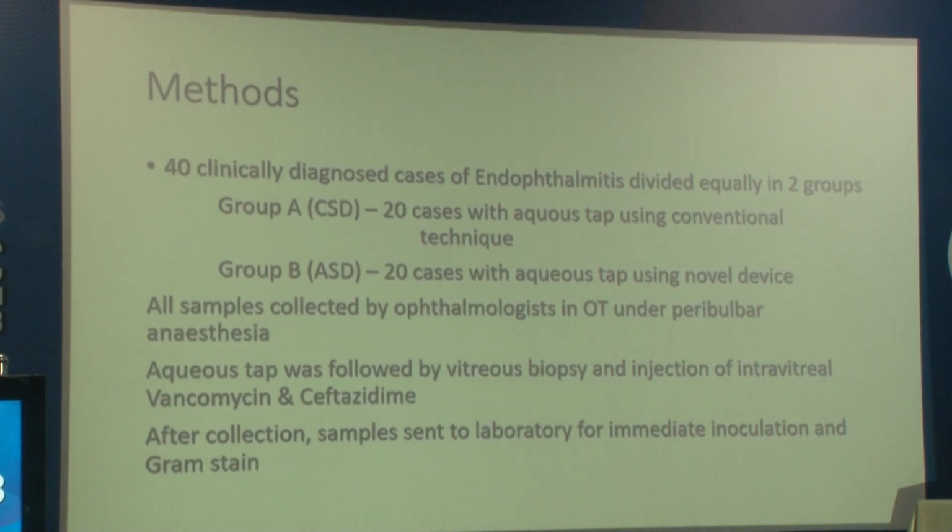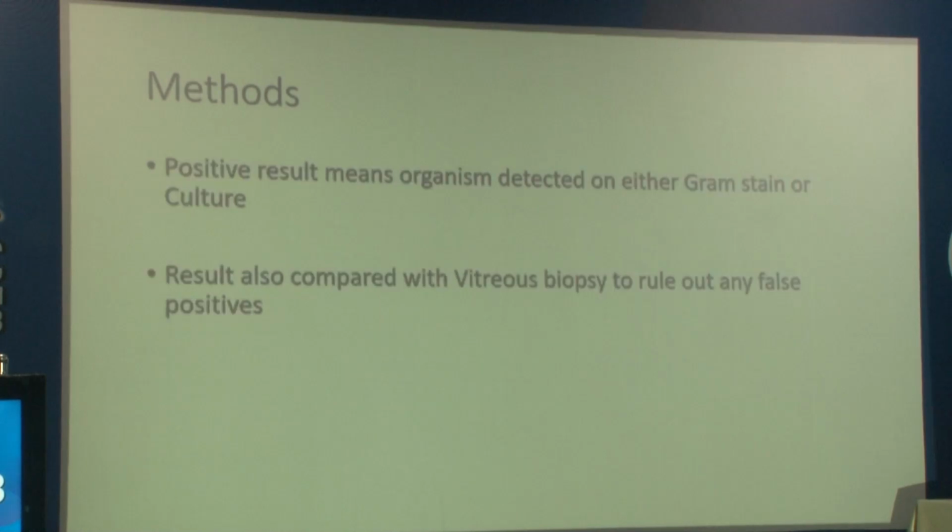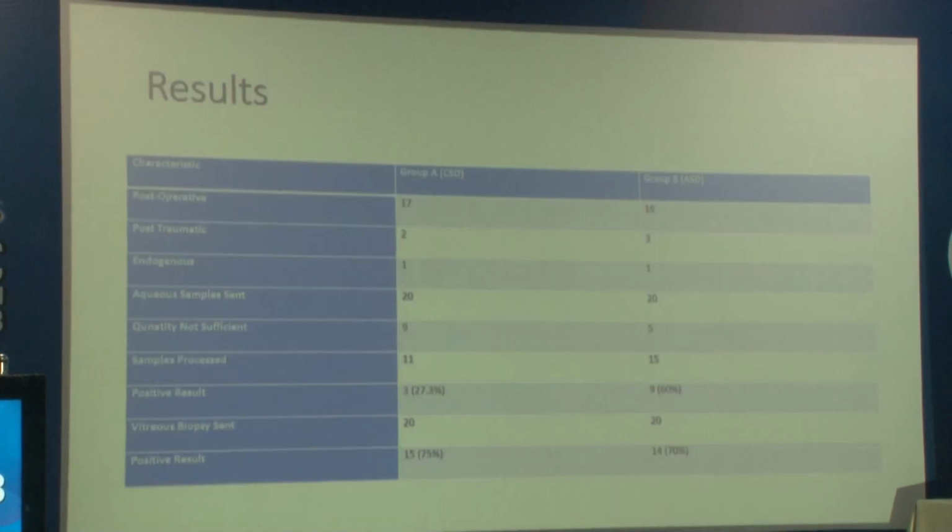After collection, samples were sent to the laboratory for immediate inoculation and gram stain. Positive results meant the organism was detected on either gram stain or culture, and the result was also compared with the vitreous biopsy to rule out any false positives. Coming to the results, both groups were equally divided by the etiology of the endophthalmitis into post-operative, post-traumatic, and endogenous.